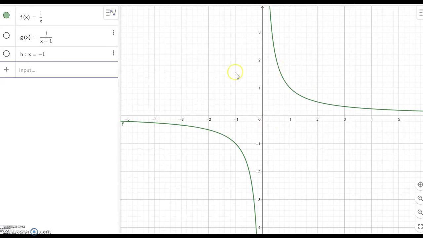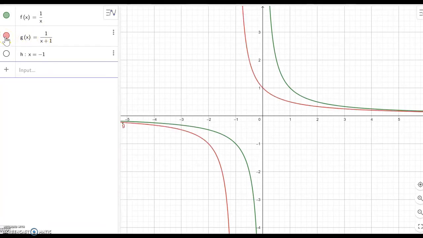So this is the 1 over x graph. Now I'm gonna draw the y equal to 1 over x plus 1 graph here. Then this is the y equal to 1 over x plus 1 graph. So what do you see? It's a little bit confusing, right?